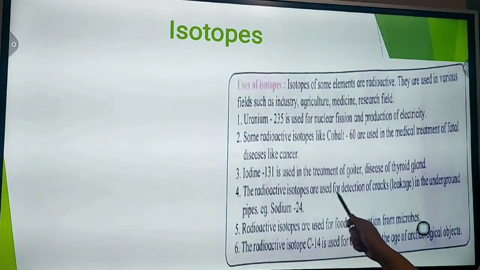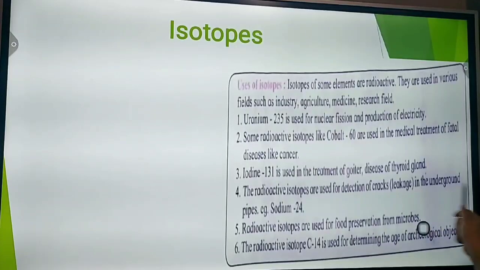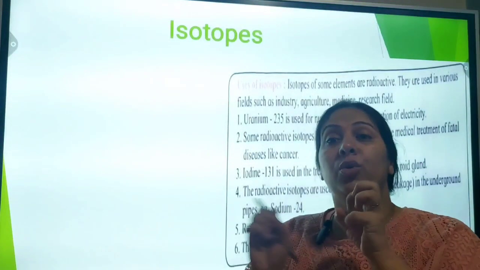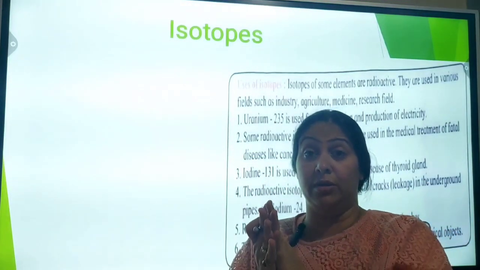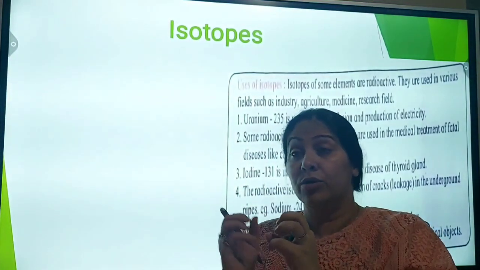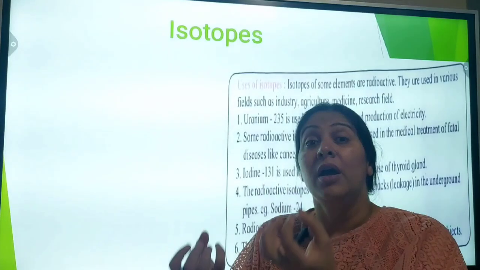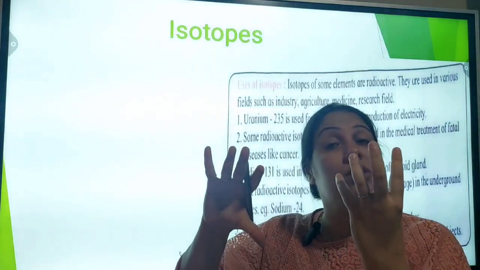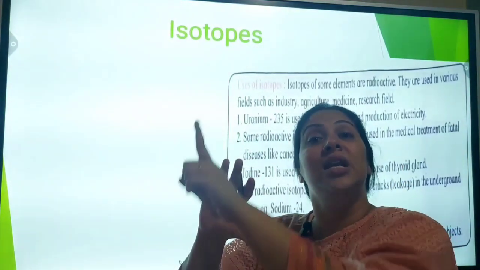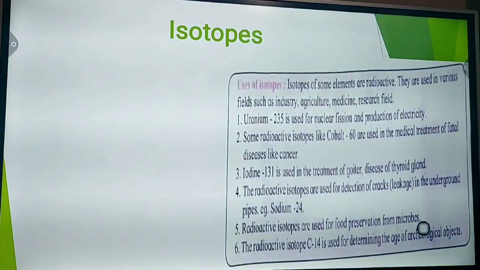The radioactive isotopes are used for detection of cracks or leakages in the underground pipes, etc. Example, sodium 24. अगर लीकेज है या क्रैक्स है तो उसमें से रेडिएशन निकलेंगे। पानी में थोड़ा सा सोडियम डाल दिया, और वैसे तो एक पाइप से गुजरेगा तो कहीं से रेडिएशंस नहीं आएंगे, बट लीकेज होगा तो उस एरिया से रेडिएशन निकलेंगे। सो टू डिटेक्शन ऑफ leakages in pipes, radioactive isotopes are used.